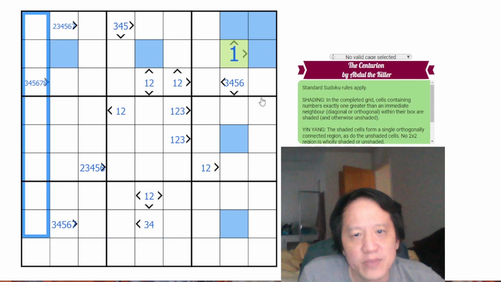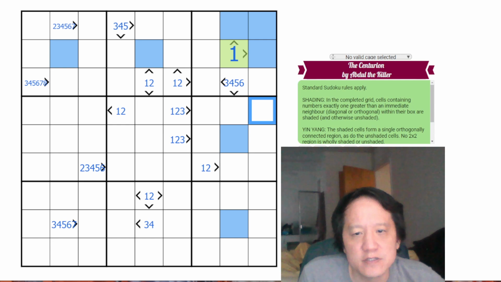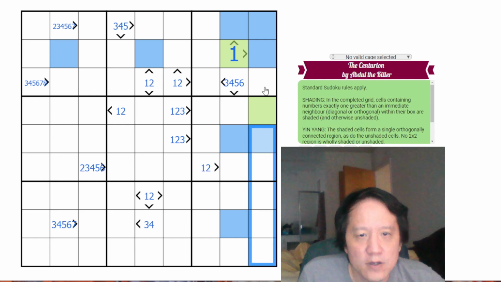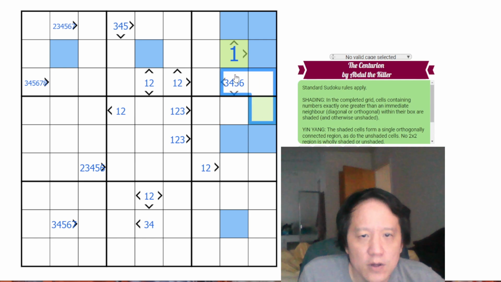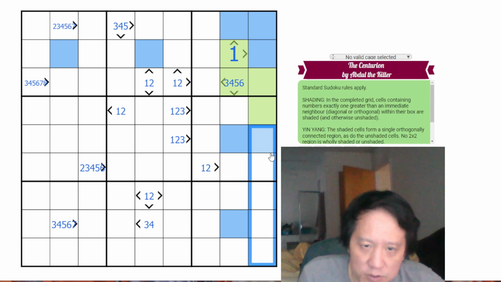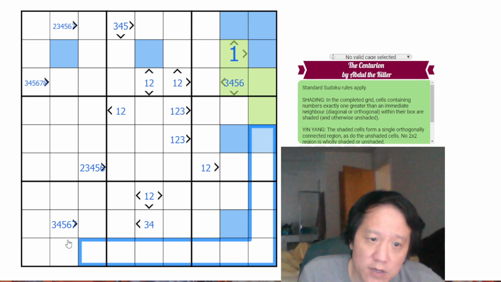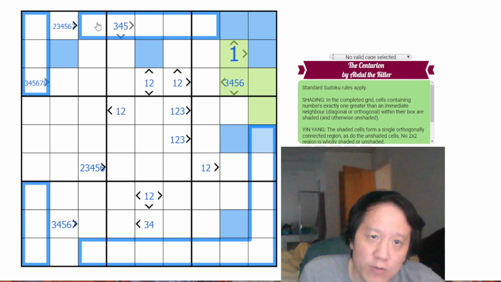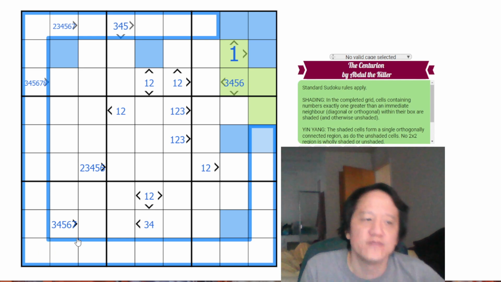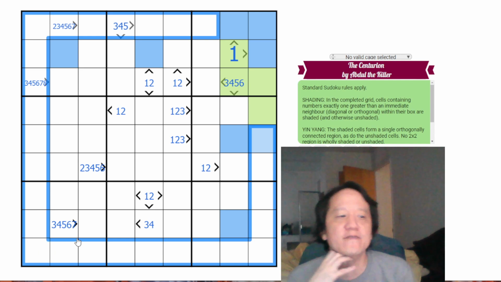Actually, no, it can't. Okay, let's figure out the logic. Say this were unshaded, and this is shaded. The problem is, how do the unshaded cells connect? The unshaded cells would have to be something along the lines of this. But the shaded cells, to form one contiguous region, have to connect all the way around. And this is a common setup for yin yang.